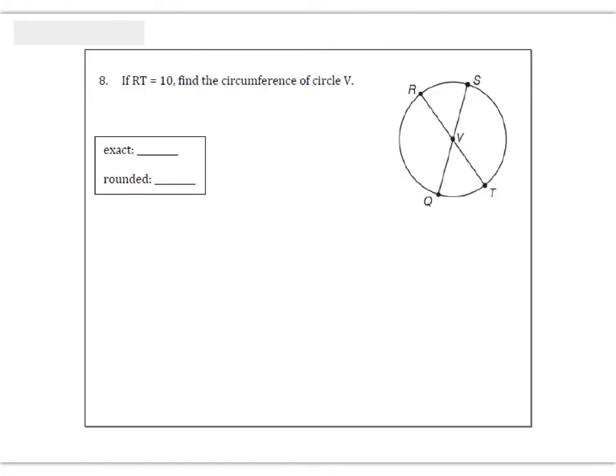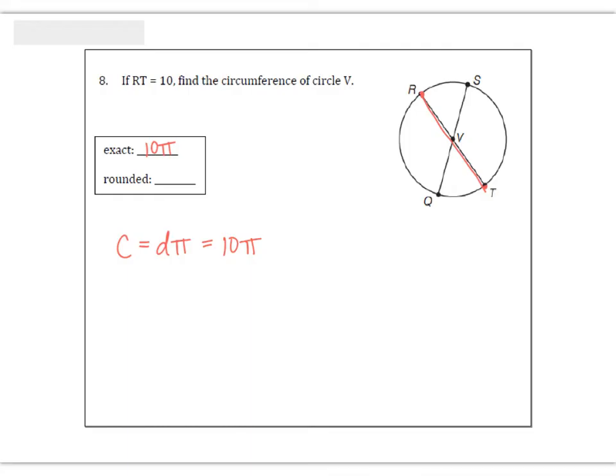RT is 10. So take a look at the picture. RT is a diameter. It goes through the center of the circle. Find the circumference of the circle. So circumference, if you recall, is diameter times pi. In this case, our diameter is 10, so it's 10 times pi. If we want the exact circumference, we leave it 10 pi.